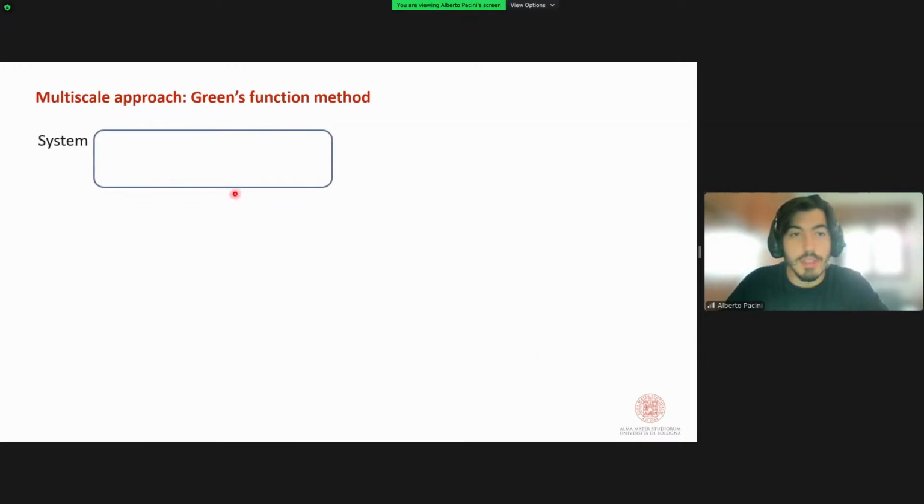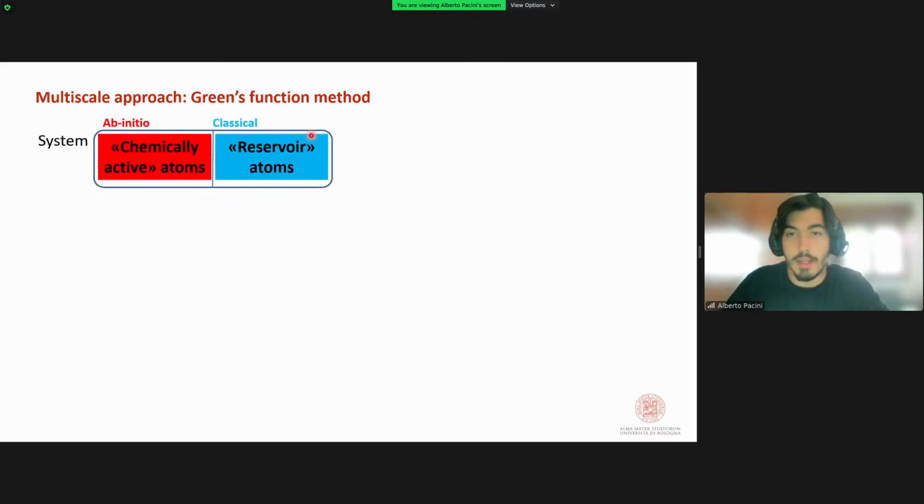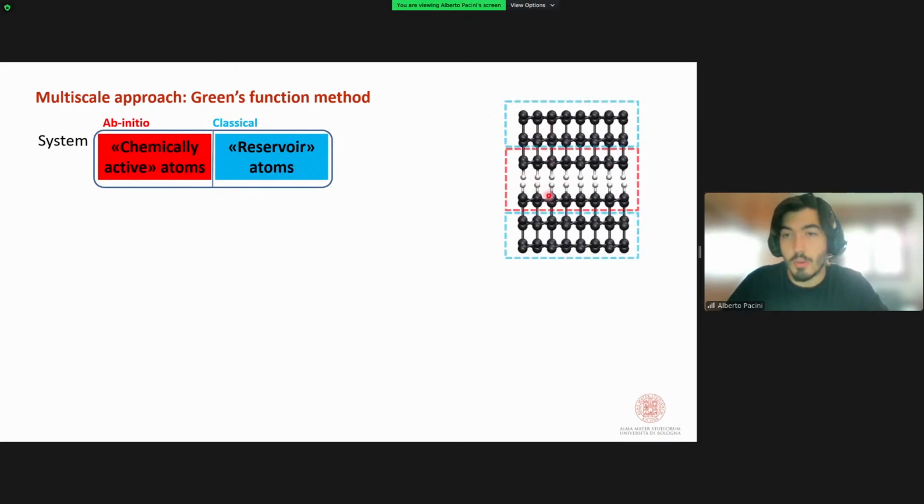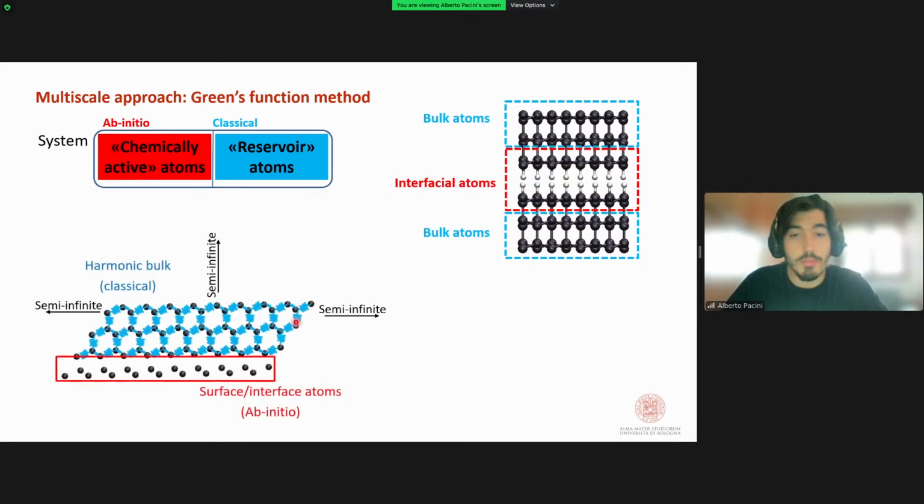And the idea of the multi-scale approach is very simple. We divide our system in two parts, one chemically active and one that acts like a reservoir region, which is simulated classically. Now, in our case, this splitting is quite natural. So the interfacial atoms will be simulated ab initio, and the bulk atoms will be simulated classically. But then we want to simulate actually a semi-infinite bulk. And this is a problem also for classical molecular dynamics because we have an infinite number of atoms.